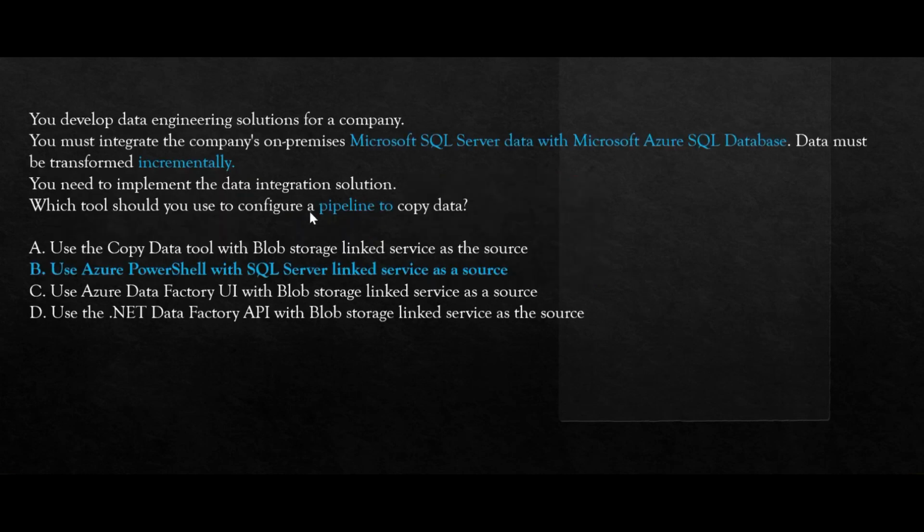And the question is talking about which tool you should use to configure a pipeline. It is pretty sure that Data Factory has to be used. Now, how will you configure the pipeline? There are two ways of doing it. Either you do it through the Data Factory UI, or you do it through PowerShell. If you do it through PowerShell, you have to use a SQL Server linked service as a source, and even if you do it via the Data Factory UI, you have to use a SQL Server linked service as a source. Since option C is using a blob storage linked service as a source, C is wrong. We'll lock option B as our final answer.